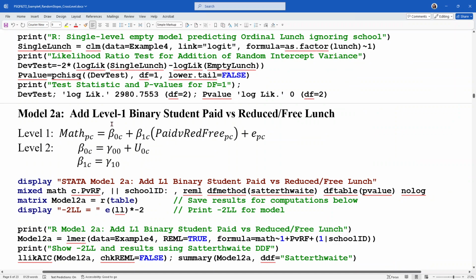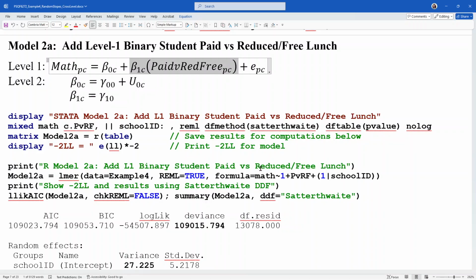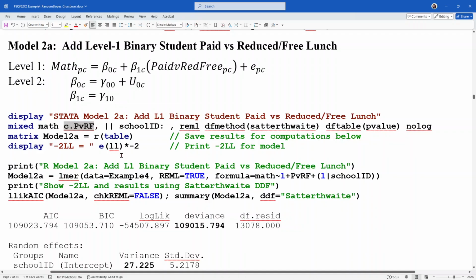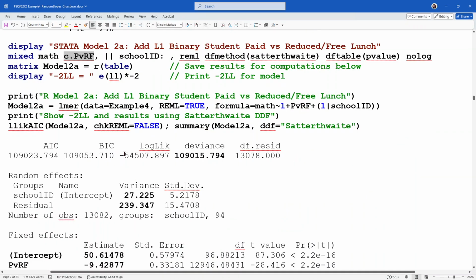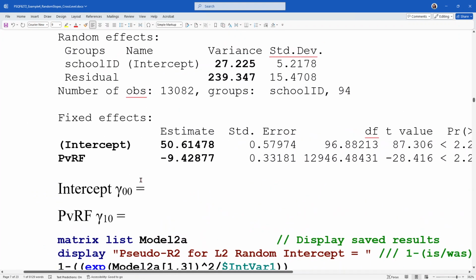All right, so then I'm adding in my level 1 predictor for whether or not the student has a lunch discount, essentially. So this is paid versus reduced or free as the binary variable. So that's a fixed effect only in both of our models here, predicting math scores. Here's what happens. This is an easier one. 50.6 is the expected math score for what kind of person?